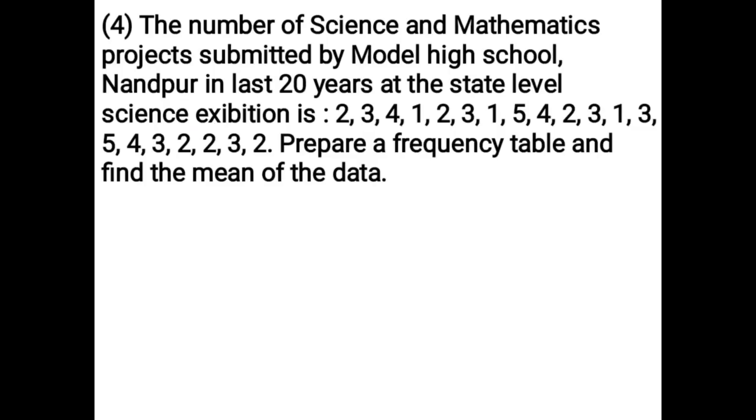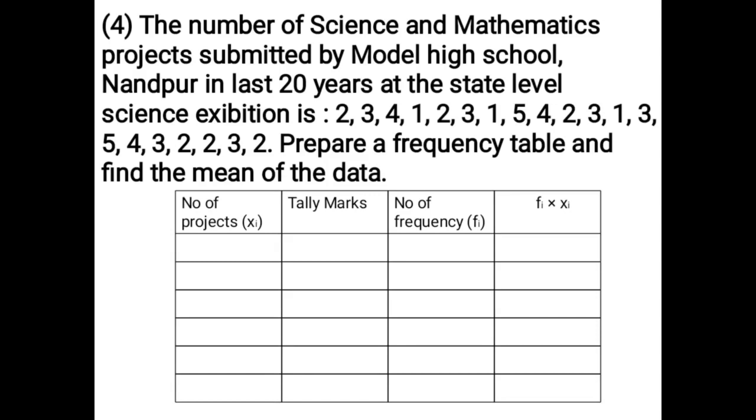First you have to draw a 4 column table. In the first column you have to write number of projects, in bracket xi. In the second column you have to write tally marks. In the third column you have to write number of frequency, in bracket fi. In the fourth column you have to write fi into xi. In the first column, you have to arrange the numbers in ascending order vertically from 1 to 5 this way.